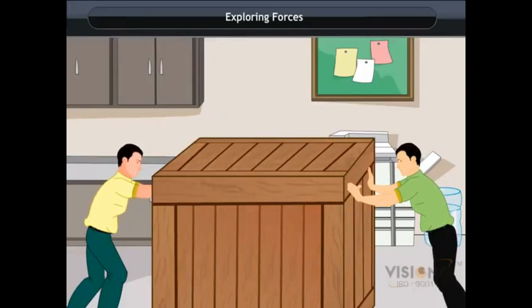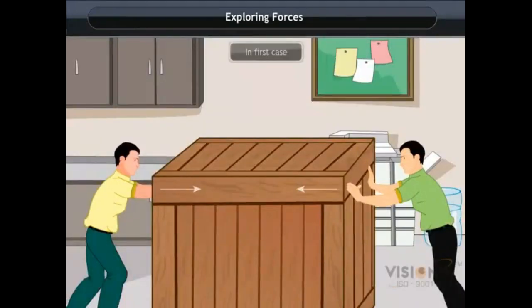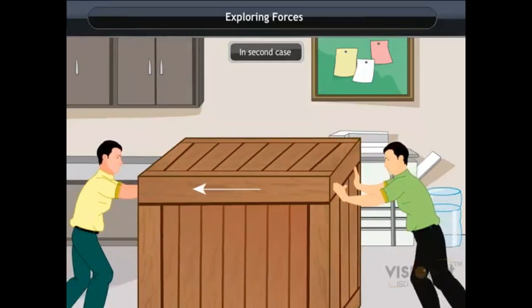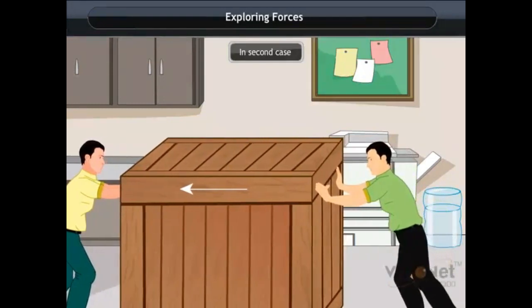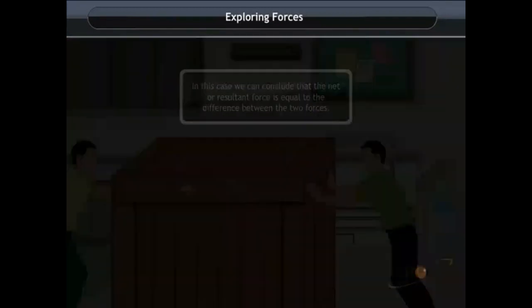What will happen if two people apply force in the opposite direction on the box? There are two possibilities. Both apply equal force, or one applies more force than the other. What happens in each case? In the first case, we observe the box does not move at all. Whereas in the second case, the box moves in the direction of the bigger force. In this case, we can conclude the net force acting on it is the difference between the two forces.